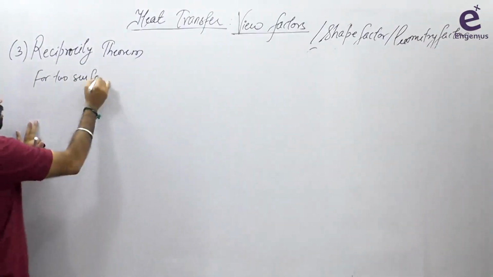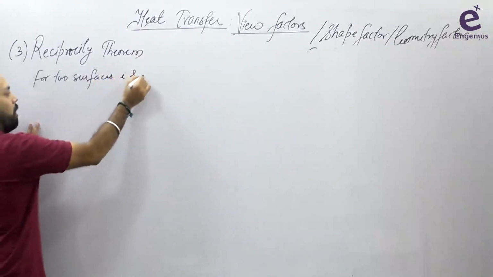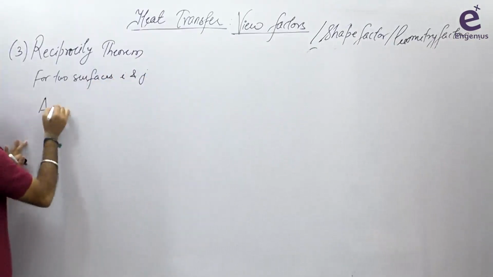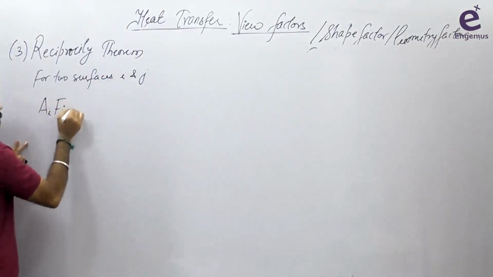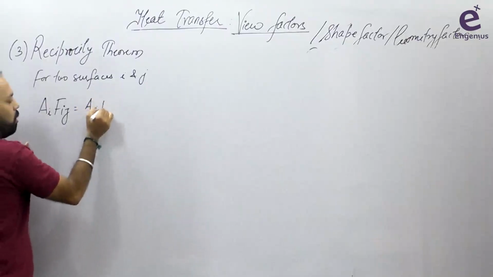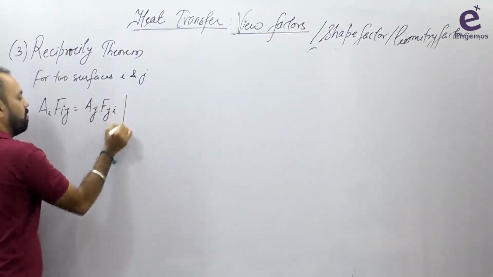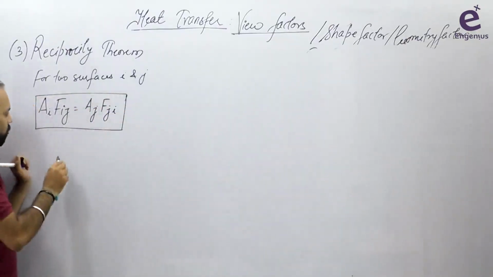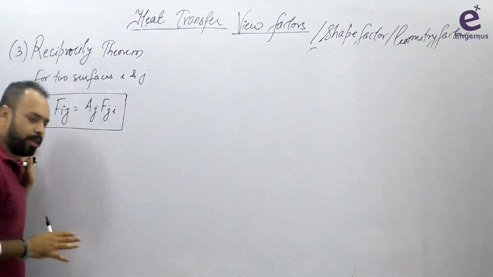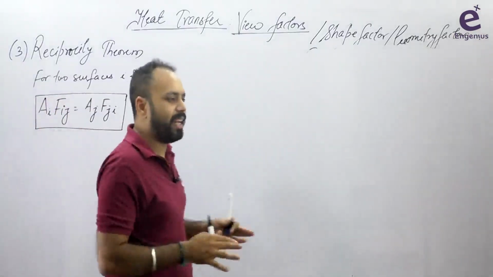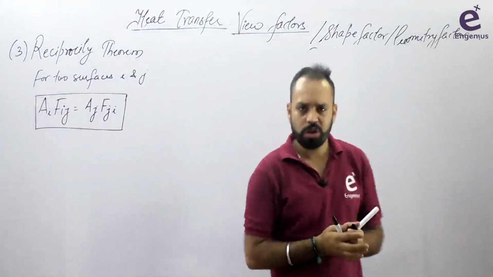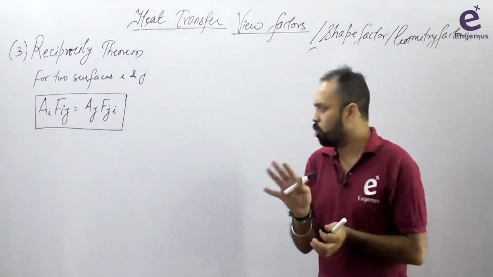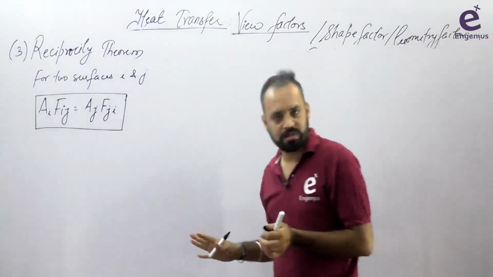For two surfaces I and J, you can write A_i, the area of surface I, times F_ij must be equal to A_j times F_ji. This is the reciprocity theorem. This theorem is applicable to any two surfaces. It is not necessary that they make an enclosure, a closed enclosed body or anything like that. It is applicable to any two surfaces.